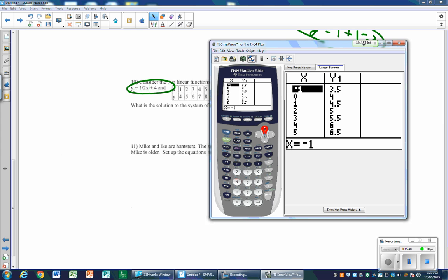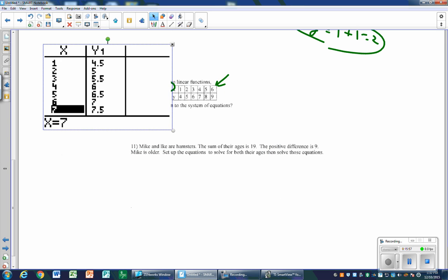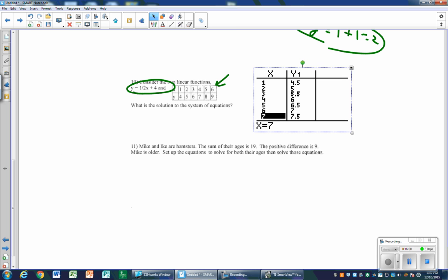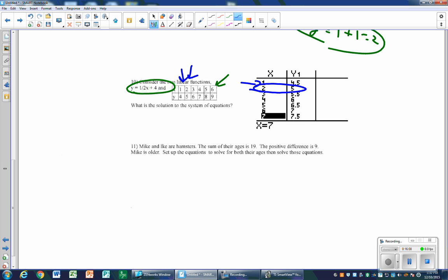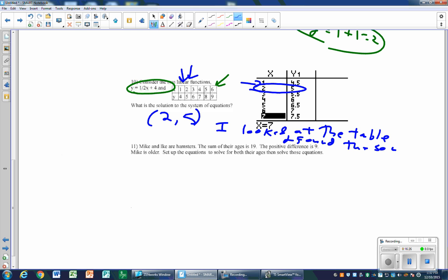Now I am going to set the table starting at 1, just like the other one is. Now we compare. 1, 4, 1, 4.5, not the same. 2, 5, 2, 5, they are the same. What is the solution? 2, 5. I looked at the table and found the same point.